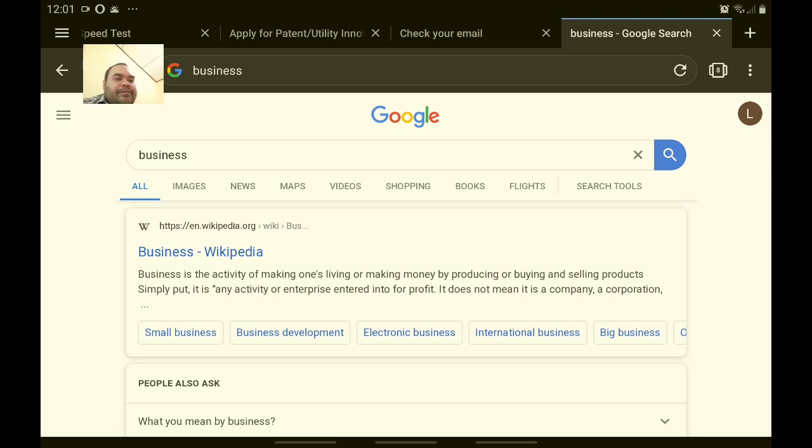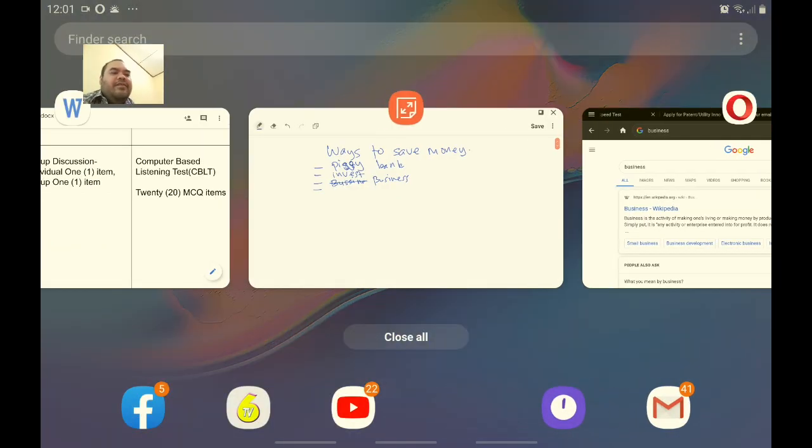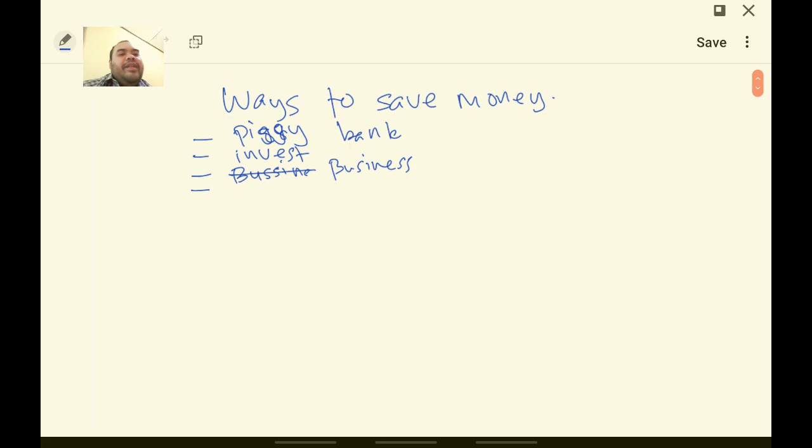Yeah, that's the correct one. Single S, sorry. And then maybe the fourth one would be piggy bank, invest, business.